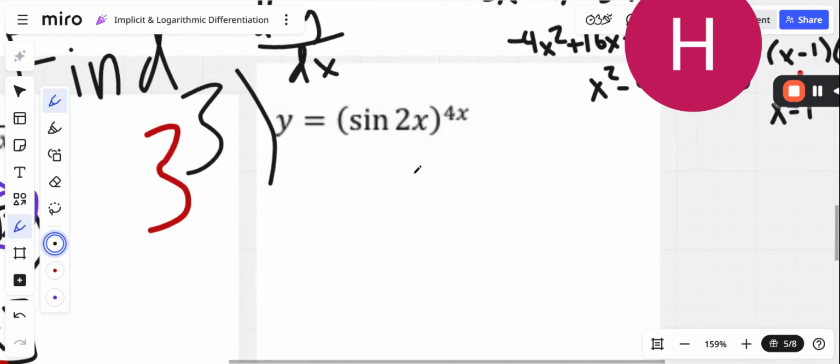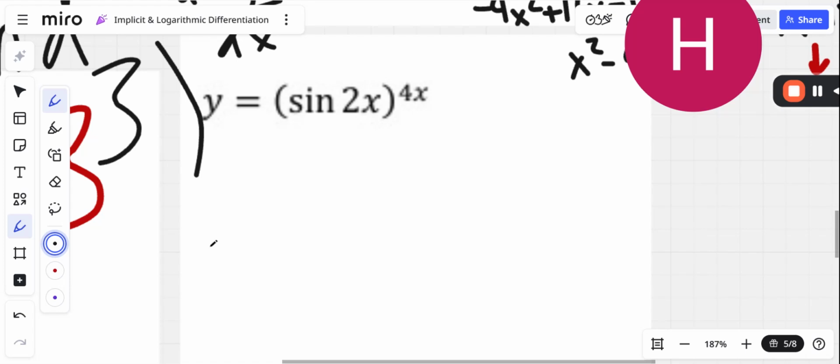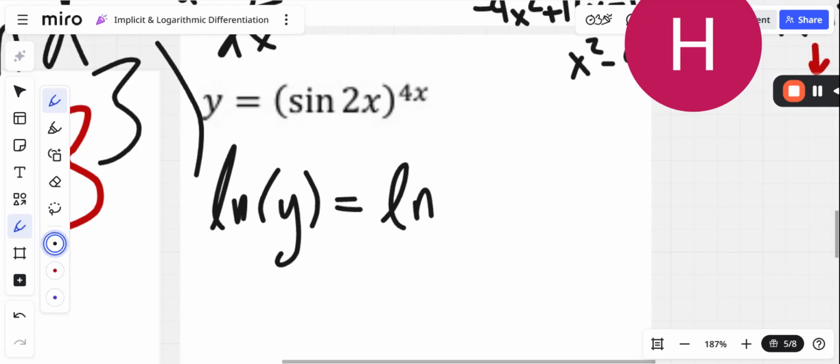Sine 2x, which is a non-constant base, it's a variable base, it's changing. Not only is the x changing inside, but the sine of 2x is changing. And we have a variable in the power as well. So you probably know the drill. We're going to take a natural logarithm of both sides. And that's going to allow us to use the nice power property of logarithms.